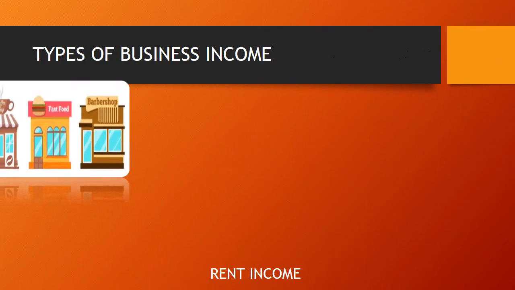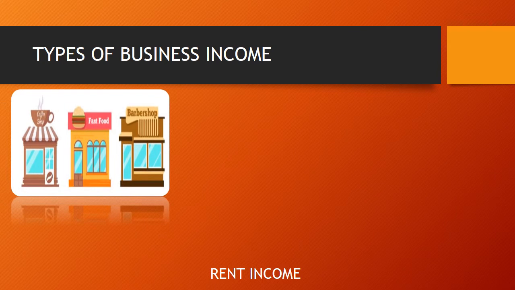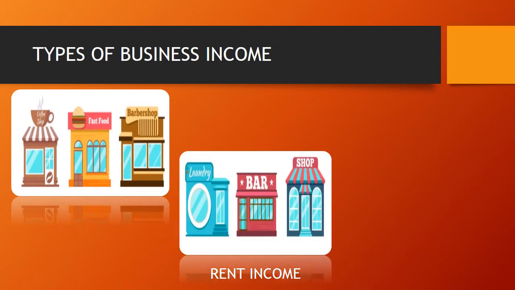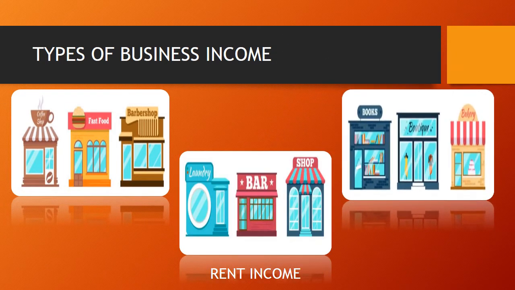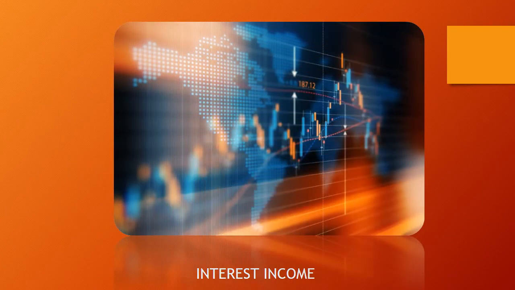The first type of business income is called rent income. This is income that they receive by renting out extra office space. The second type of business income is called interest income, and this is income that they receive by earning interest on money which they've saved up.